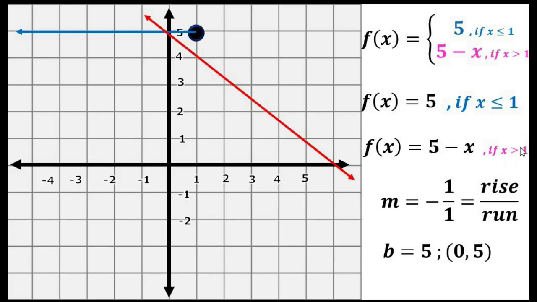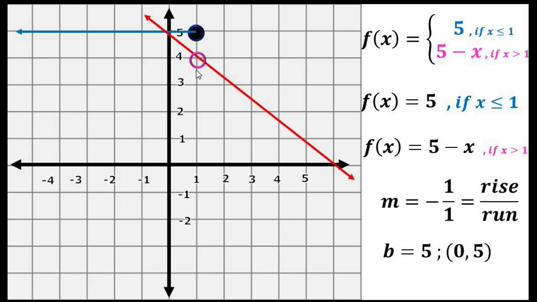But since the inequality symbol is greater than, we will be using an unshaded or an open circle. And we will be plotting it exactly aligned to 1. So if this is positive 1, we just align it to the graph. And we are going to put the open circle or unshaded circle here.